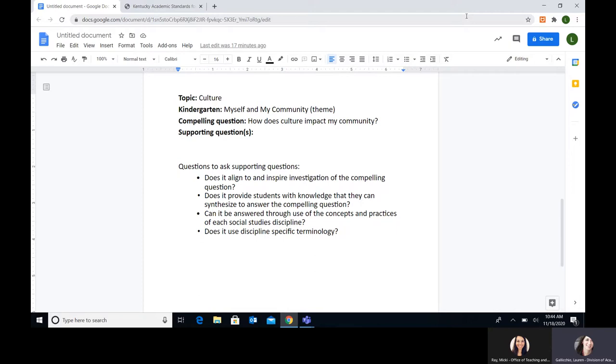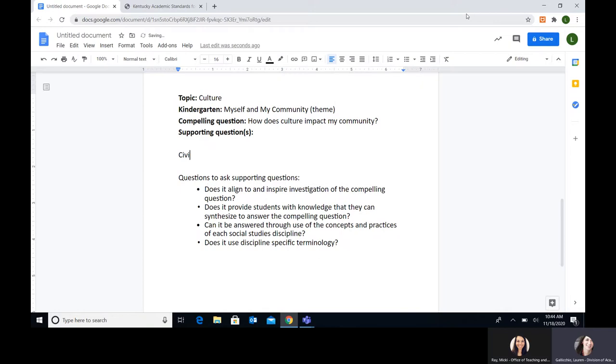So a good place to start would be the kindergarten standards, to see the various standards-aligned, discipline-specific ways we can drive student investigation of the compelling question. What are some discipline-specific supporting questions? As we design those, we will go back and evaluate each one using the four questions on the screen. Does that work for you? It works. Perfect.